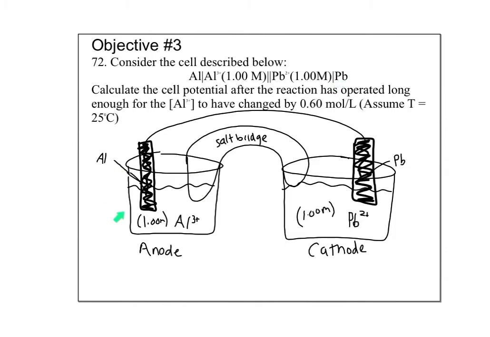Here I drew out a picture, and we have our salt bridge. It says calculate the cell potential after the reaction has operated long enough for the aluminum to have changed by 0.6 molarity. And it says that we are at standard temperature. So let's take a look at this one together.